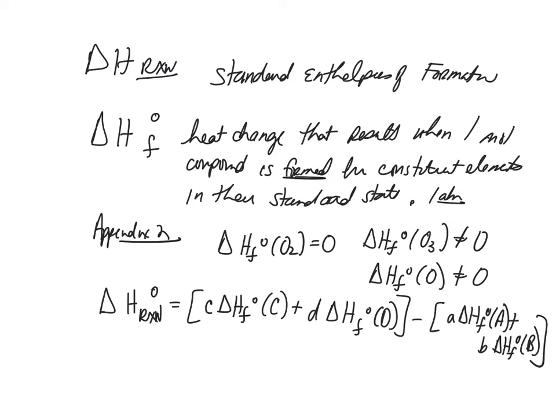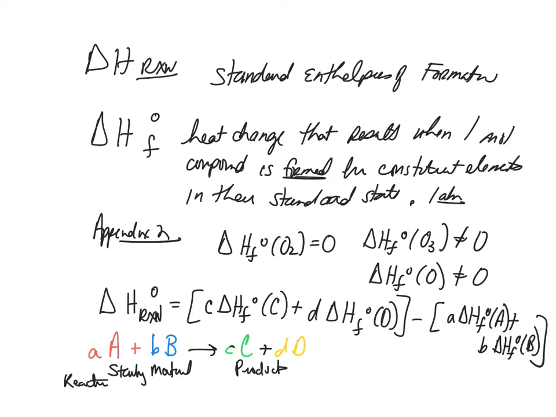Okay, so what is this? This is an equation. So if you're given A plus B, and this goes to C plus D. So this is your starting material, or we call it reactants, and these are your products. The little numbers here are your coefficients.